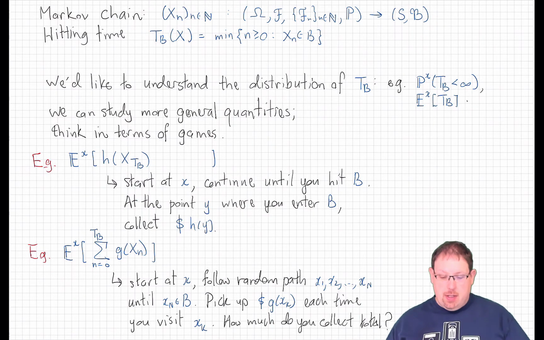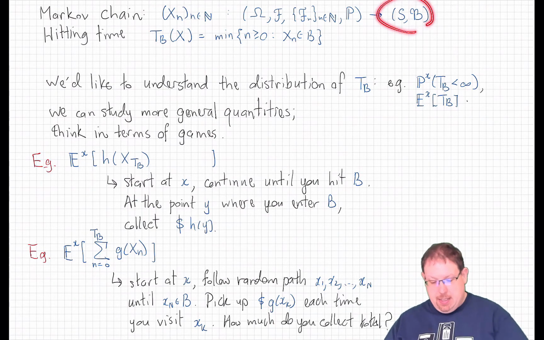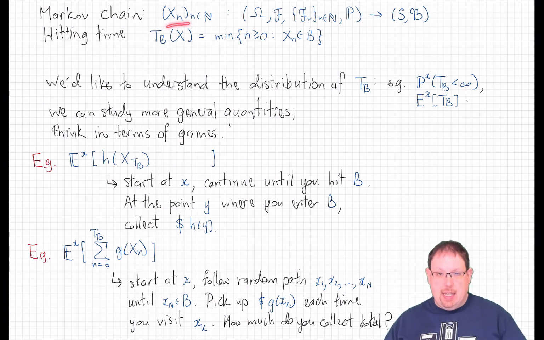We're thinking about hitting times of Markov chains right now. That is, we have a discrete filtration of our probability space and a state space S, a Markov chain xn, taking values in that state space, indexed by all possible start distributions but with a fixed transition kernel as usual.